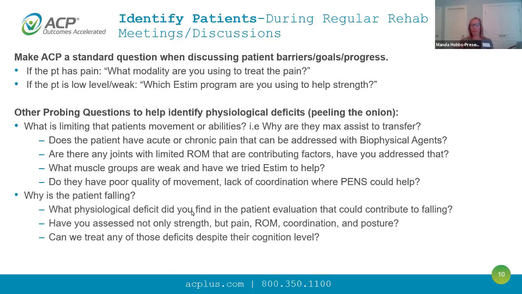So many of them are repeat offenders, and it sometimes can be hard for clinicians to look past maybe a dementia diagnosis where there's little carryover, right? So when we ask our therapists who are evaluating a patient like this, ask them more about the physiological deficits that they're finding. What did they find in the eval that could be contributing to the falling? Have you assessed not only strength, but pain, range of motion, coordination, and posture? Those are all areas that we potentially could treat, maybe despite they have a cognitive deficit, right?